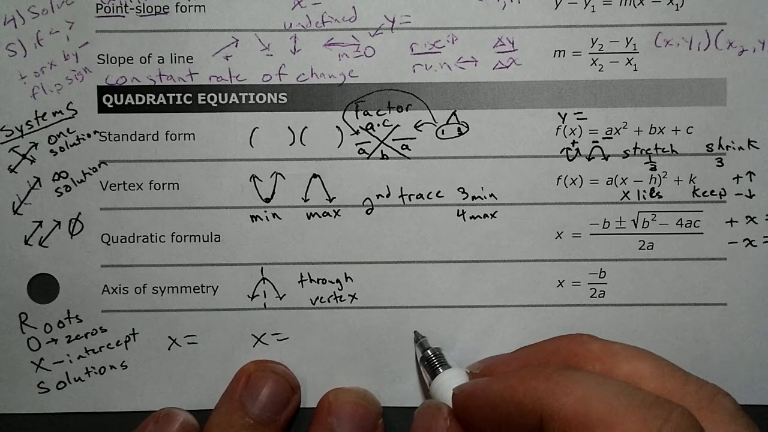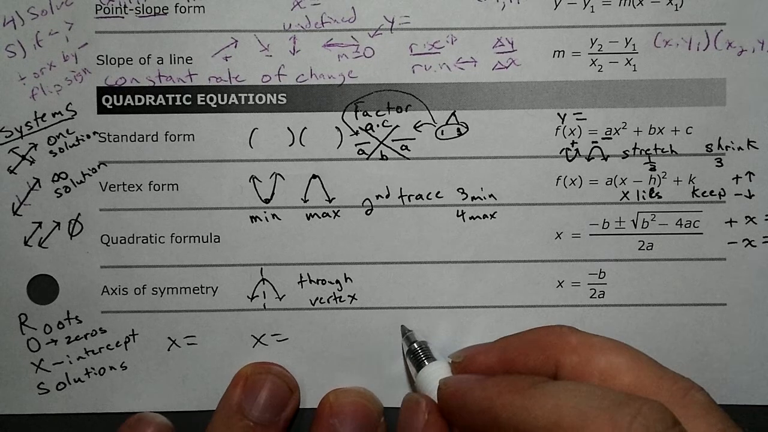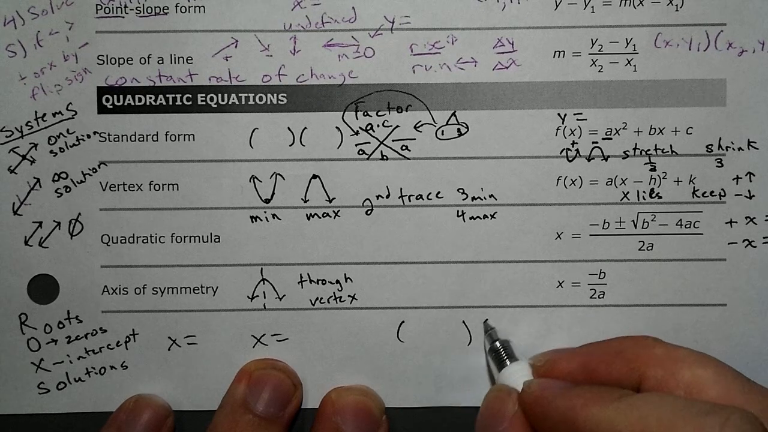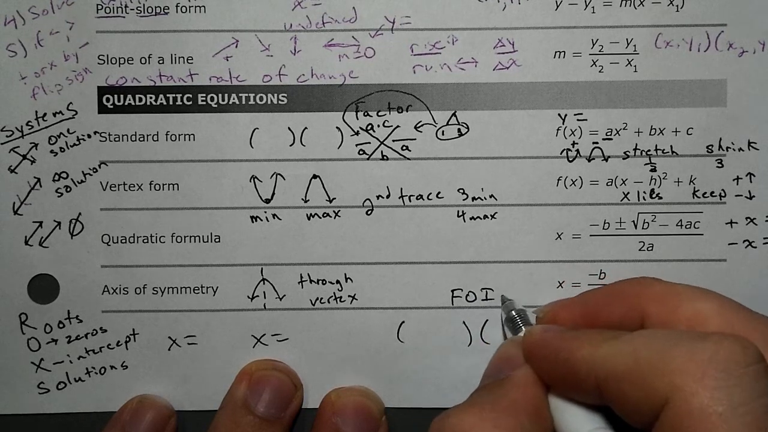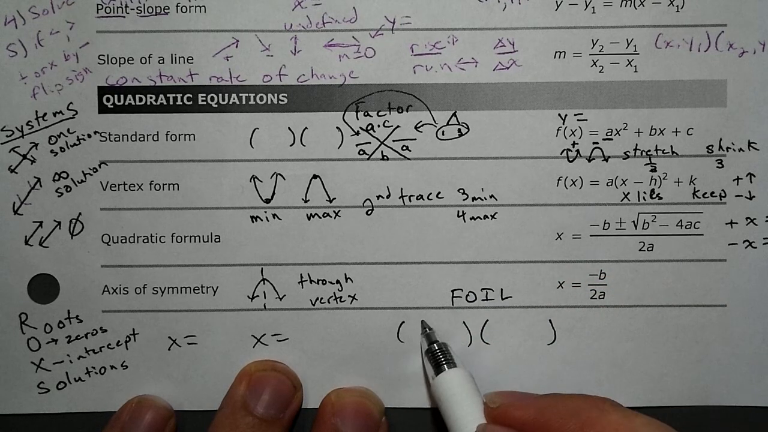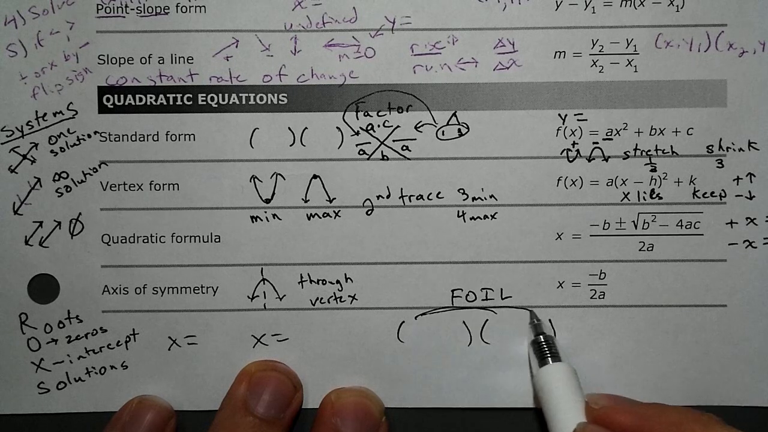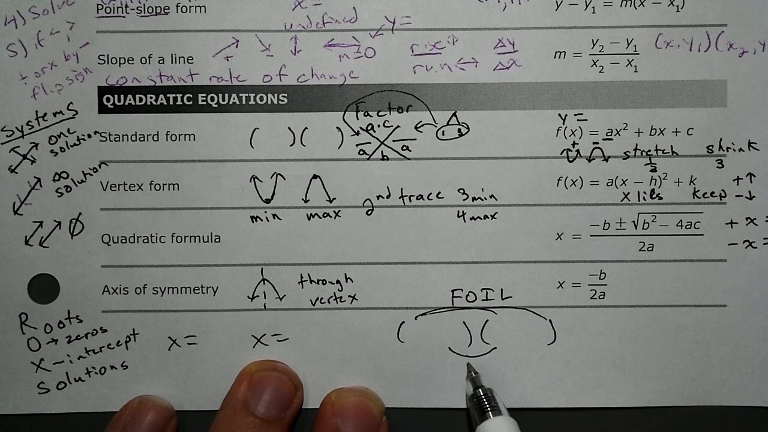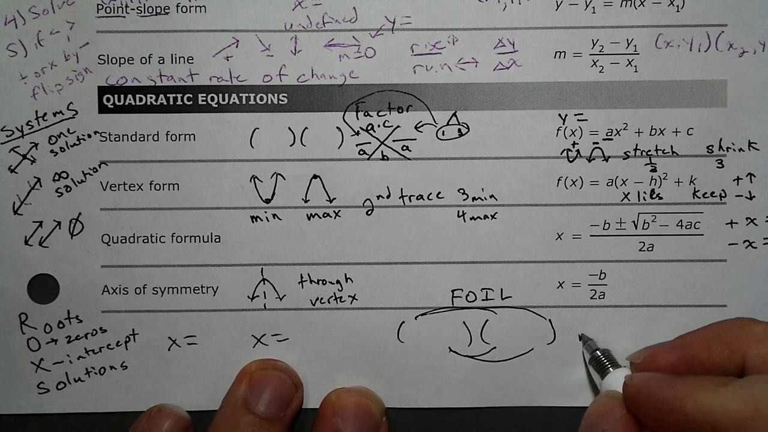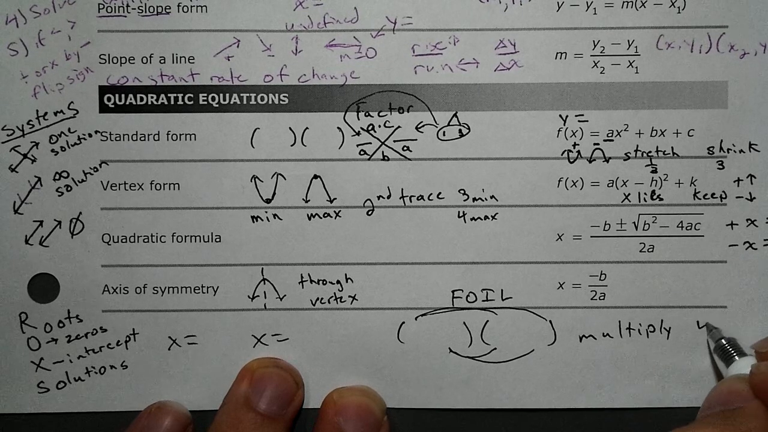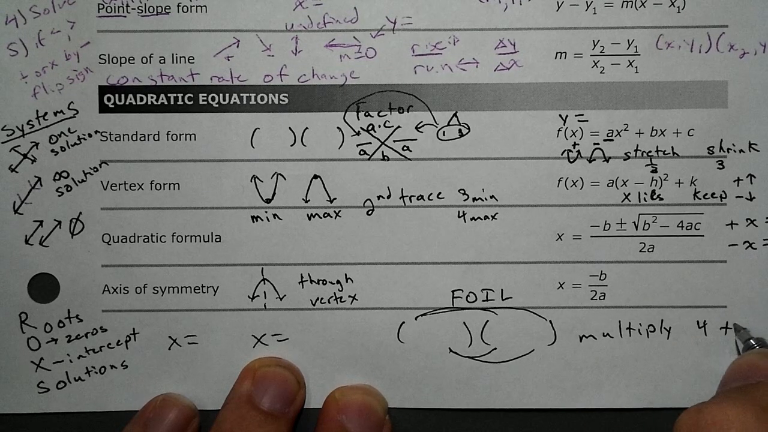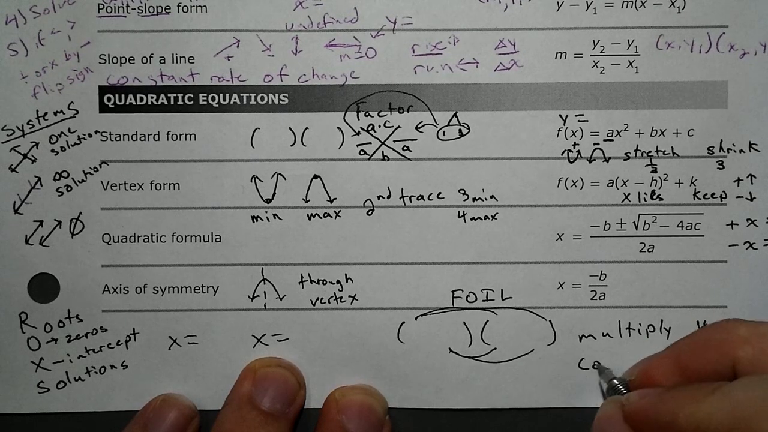Last thing, when you have two factors, you can FOIL them to get the quadratic. First times outside, second times inside terms, and last terms. So you're going to multiply 4 times, and then you will combine like terms.